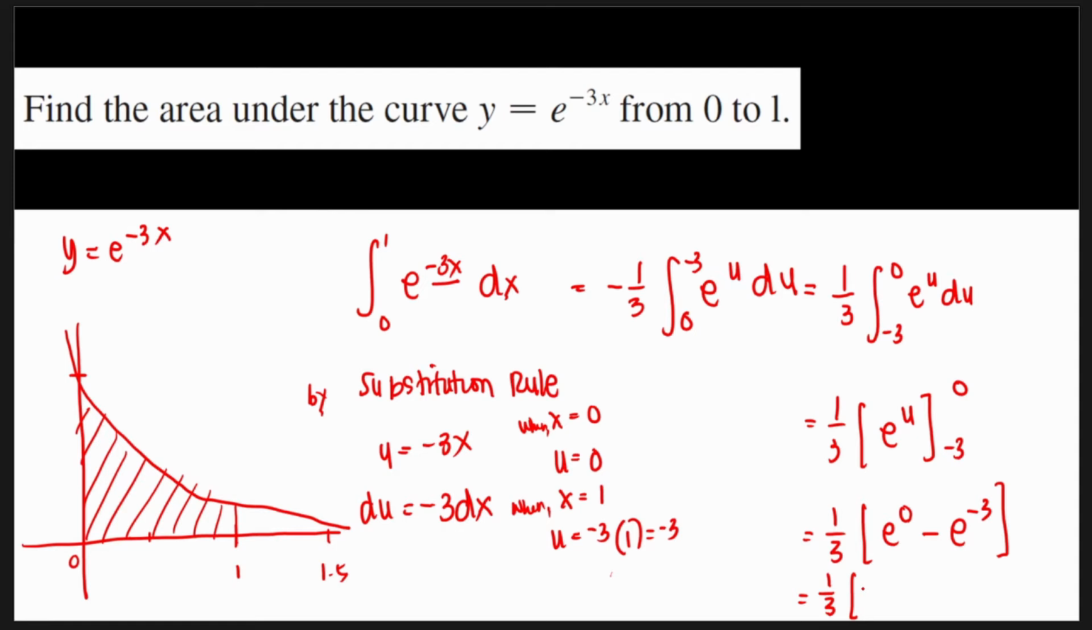So that is around negative 19.086, right? Times 1/3. 19.086 times 1/3, which is equal to negative 6.36, and that is our value.